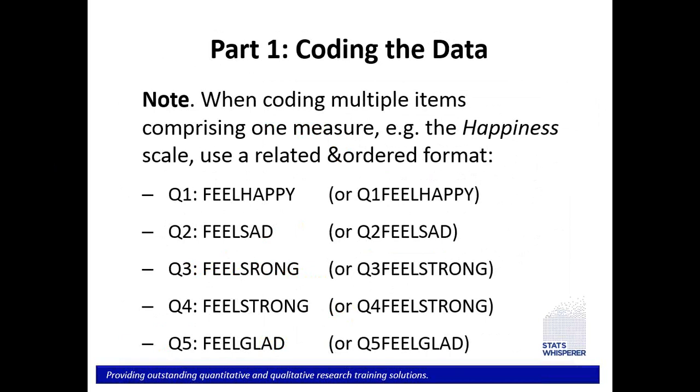So we might put Q1, feel happy. You'll see each of them is numbered according to their order in the composite scale, Q1, Q2, Q3, up to Q5, and it also starts with feel. So it looks like they're all together. It's like one measurement, and that's always convenient to do. So when you look at the database, you can see they cluster together.